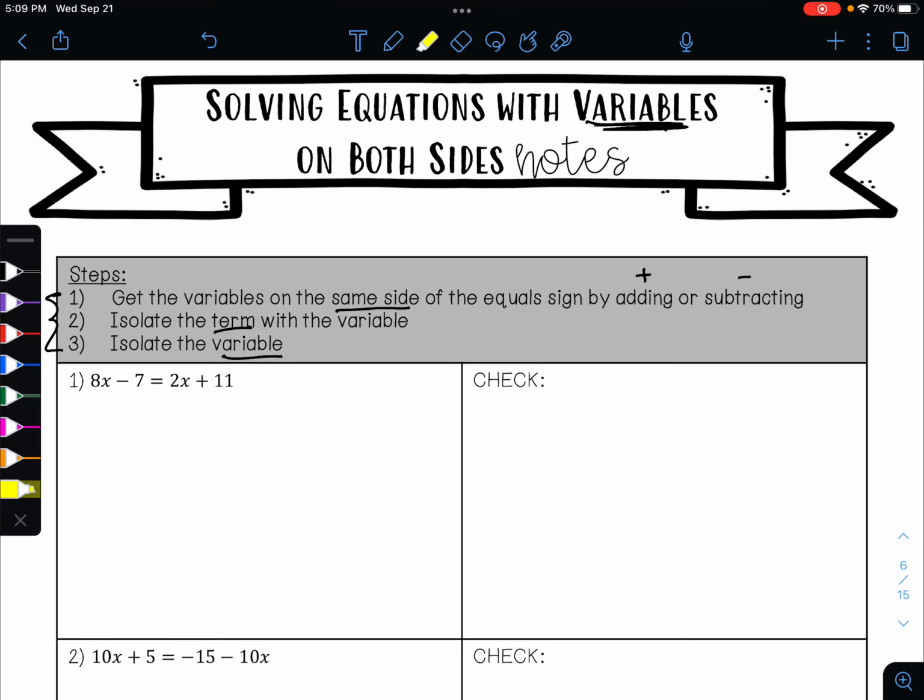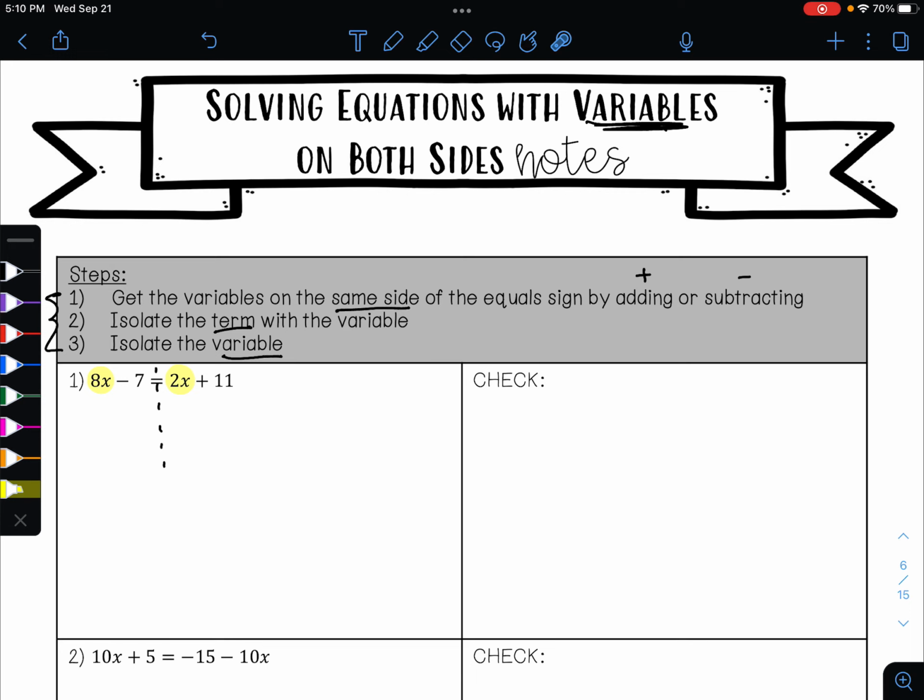On number 1, we have 8x minus 7 equals 2x plus 11. You'll notice here that when I say we have variables on both sides of our equal sign, I mean exactly that. If I'm looking at this equation as the left side and the right side, I have variables on both sides. Your first step is to always get your variables on the same side.